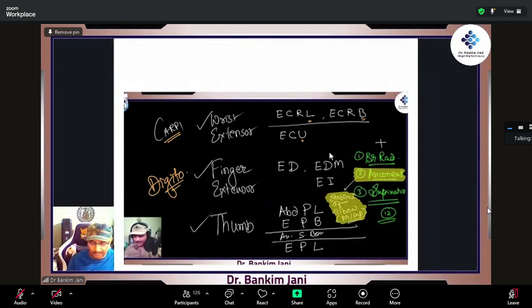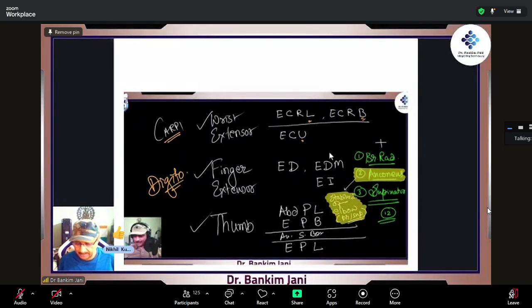So for thumb, remember anatomical snuff box, right? Anatomical snuff box. So we have got the abductor pollicis longus, extensor pollicis brevis, and in between anatomical snuff box, and we have got the extensor pollicis longus. Done. These are the muscles which are important from the extensor compound side.